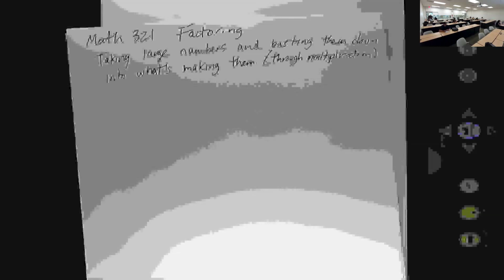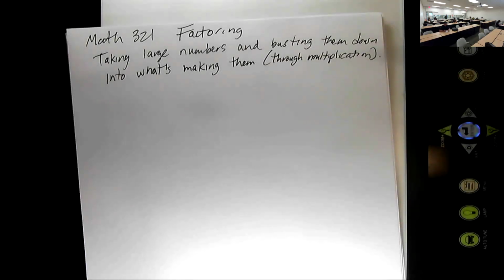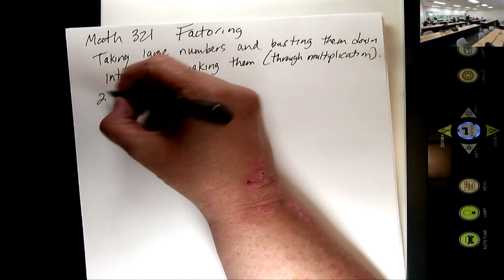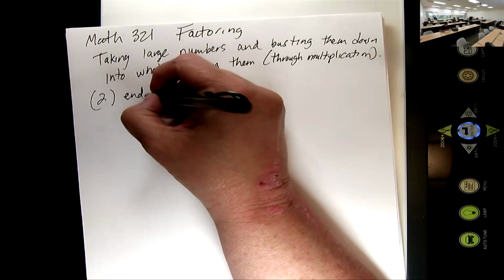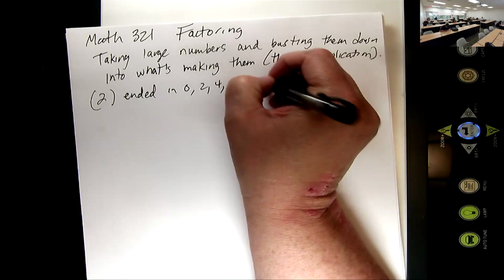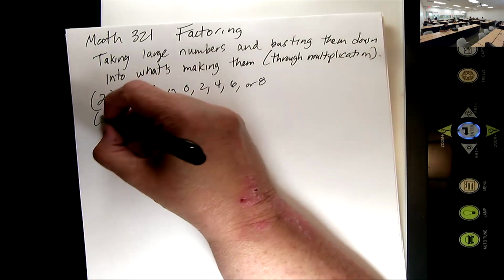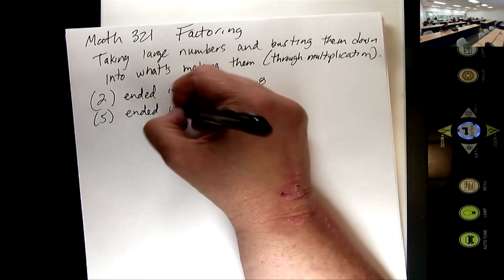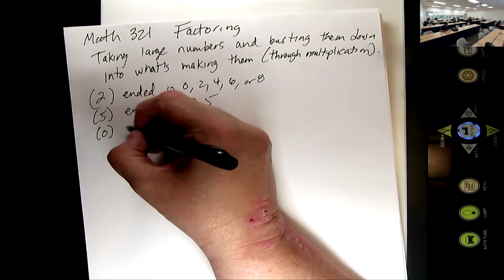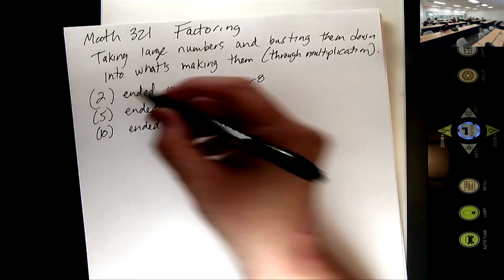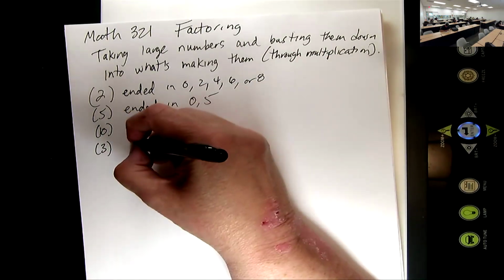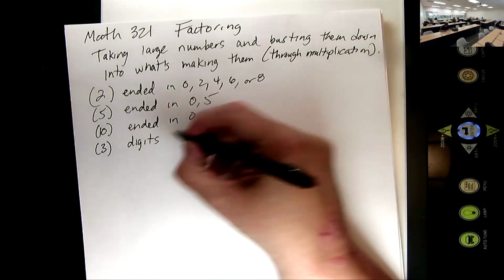So like, we talked about things that multiply, remember. If it was a multiple of 2, it ended in 0, 2, 4, 6, or 8. If it was a multiple of 5, it ended in 0 or 5. And if it was a multiple of 10, it ended in 0. The 3 was an interesting one, the digits added to something divisible by 3.